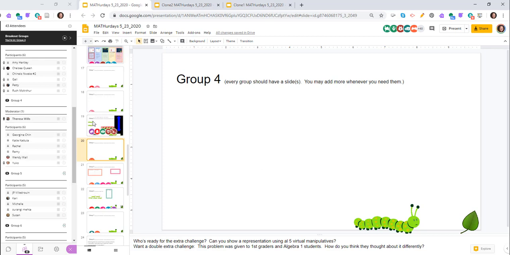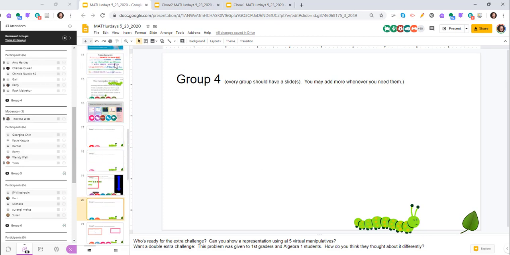No problem. So you all are going to answer the question about the caterpillars on slide 20. You can choose to use the manipulatives that are on slide 16, or you can choose to show your work with the little caterpillar and leaf that is on your slide. But everyone in this group is slide 20. Feel free to turn on your mics, introduce yourselves to each other, and think about the problem.